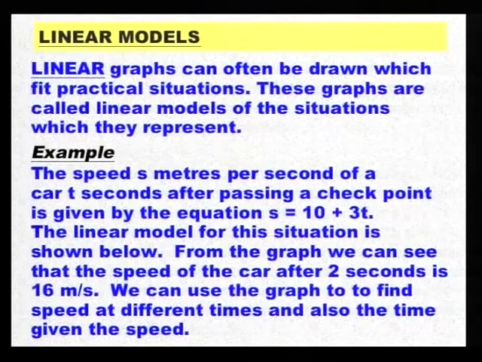The linear model for this situation is shown below. From the graph, we can see that the speed of the car after 2 seconds is 16 meters per second. We can use the graph to find the speed at different times, and also the time given the speed.